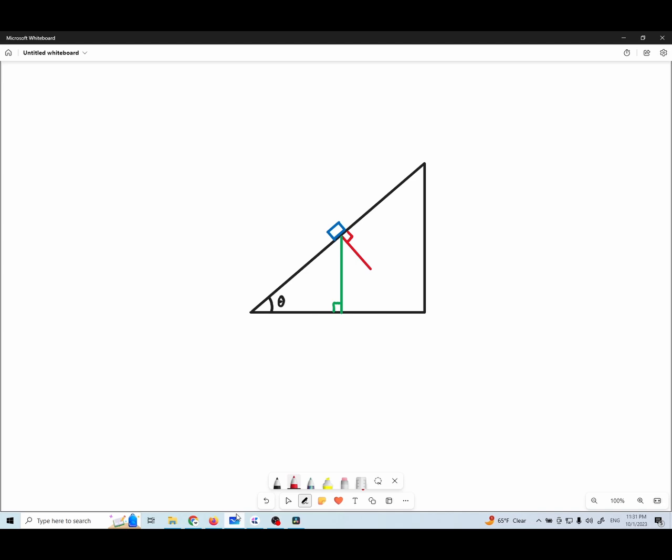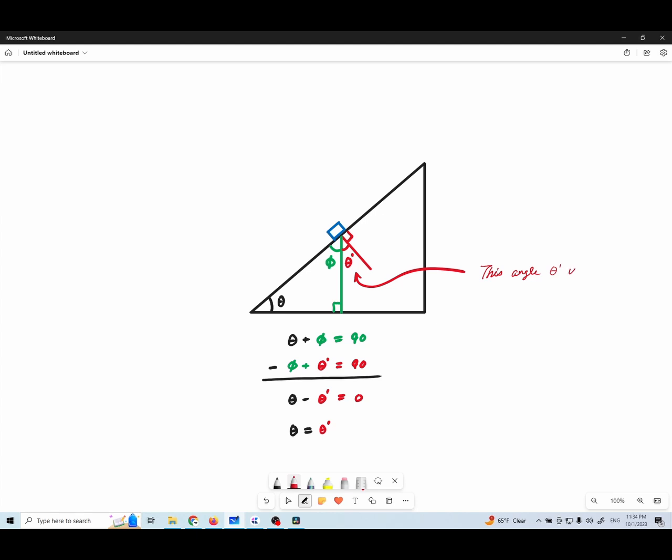Once this is done, you can see that the two angles theta and phi will add up to 90 degrees, and that the two angles phi and theta prime will add up to 90 degrees as well. Line up the two equations and subtract one from the other, and we can see that theta is equal to theta prime. In other words, the angle between the two auxiliary lines, the red and the green, is the same as the angle of the inclined plane. Since they are equal, we can drop the prime and call the angle between the two auxiliary lines theta.